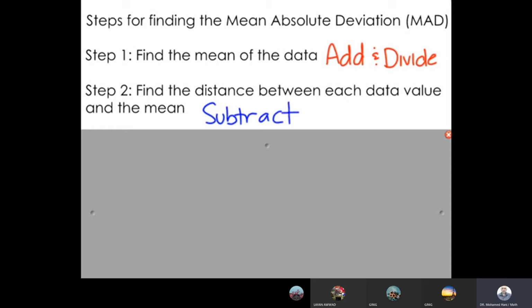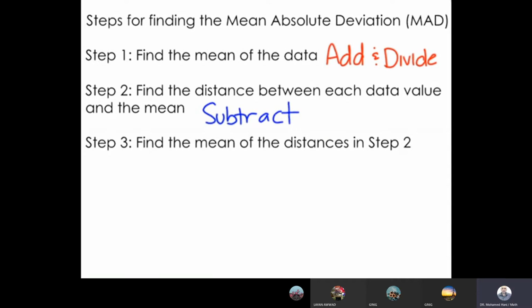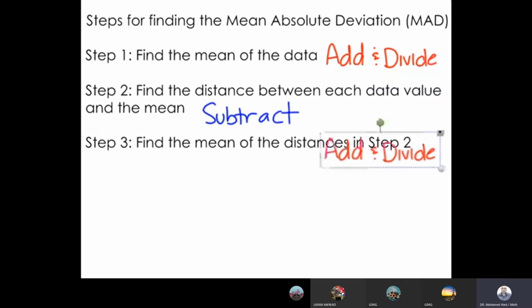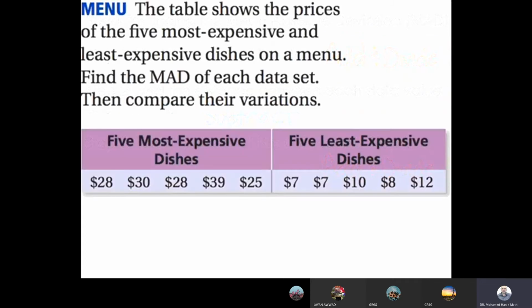And then once you have found your new numbers, you're then going to find the mean again. So you're going to take all of the numbers from step 2, find the mean. So you're going to be doing the exact same thing that you did in step 1, which is adding and then dividing. You're just going to be using your new set of numbers. So we're going to work through an example where we find two different mean absolute deviations, and then we're going to go ahead and compare those together.